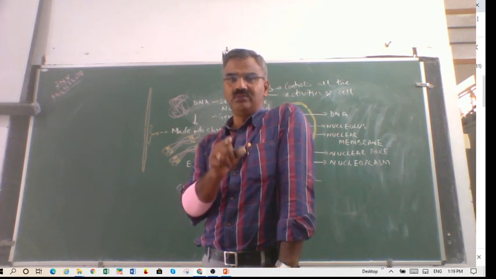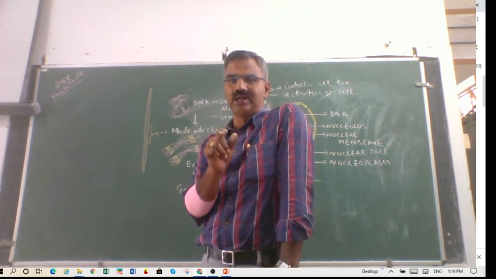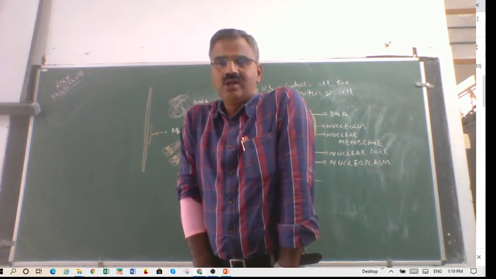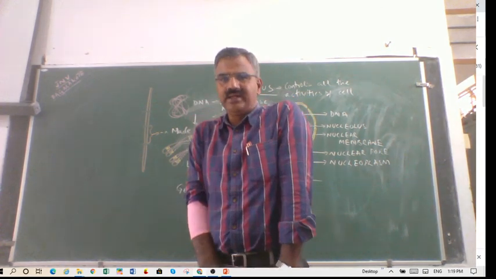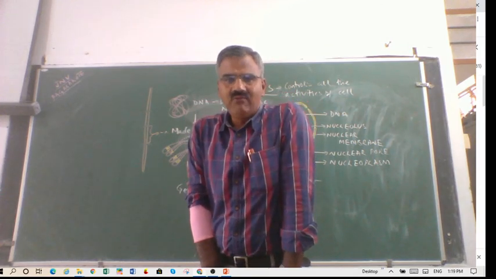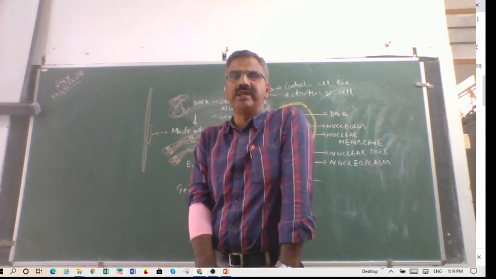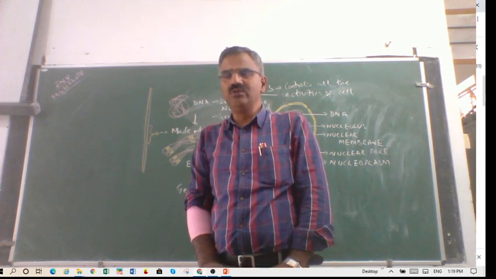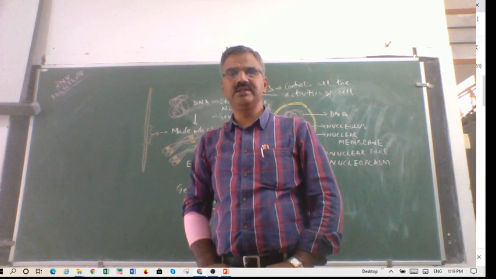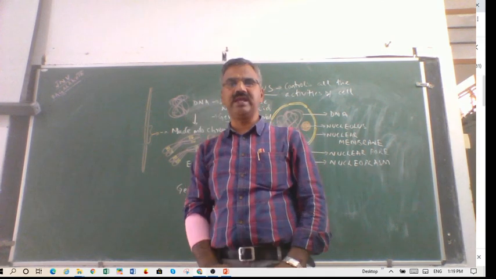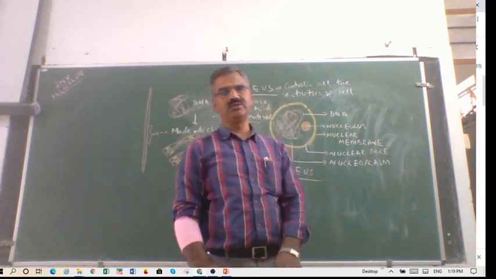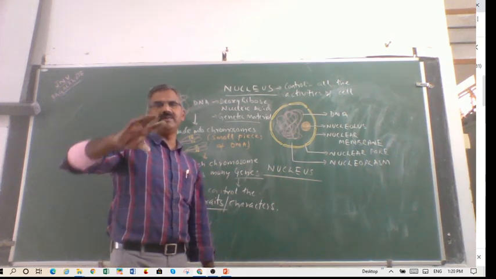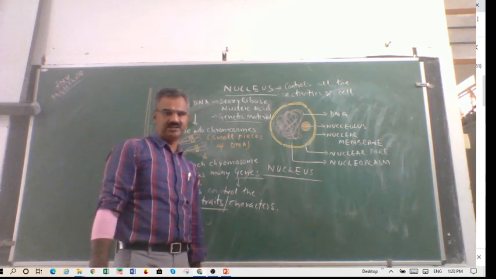In our body, how many chromosomes are there? 23 pairs, that is 46 chromosomes. Write down that. In human beings, 46 chromosomes are present. 23 pairs of chromosomes. So it varies from organism to organism.